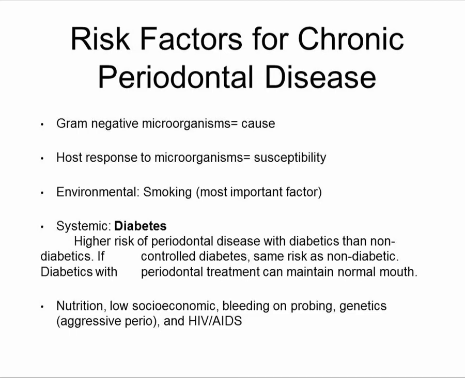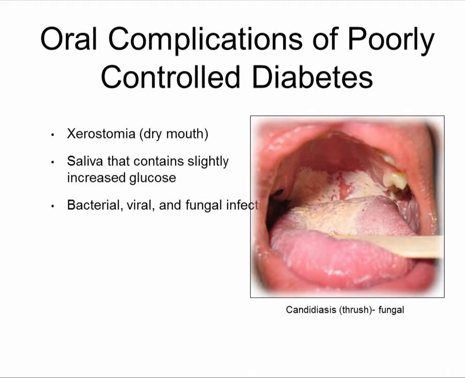So now I'm going to go ahead and talk about some of the clinical presentations and some of the symptoms that patients may present when they have both diabetes and signs of periodontal disease. And in this case, we're going to be talking about poorly controlled diabetes. So the first thing is dry mouth, and that's called xerostomia. This is actually a symptom that the patients present with.